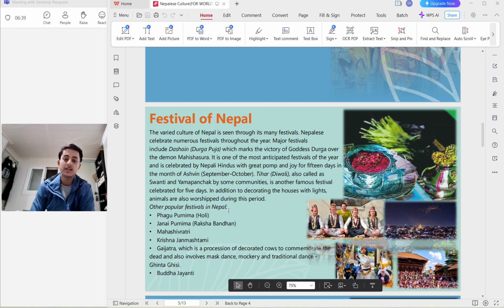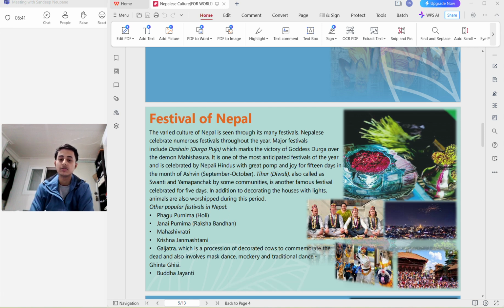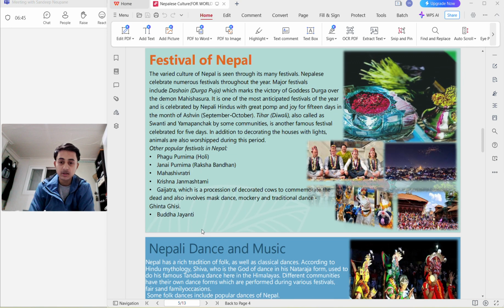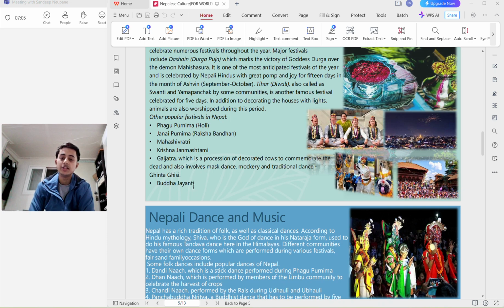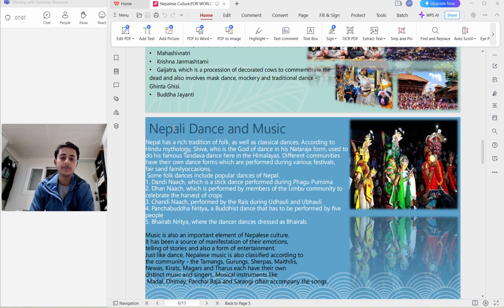Other popular festivals in Nepal are Phagu Purnima, which is also known as Holi, Janai Purnima, also known as Raksha Bandhan, Mahashivratri, Krishna Janmashtami, Gai Jatra, which is a procession of decorated cows to commemorate the dead and also involves mask dance, and traditional dances like Kinta Gising, Gishi. Another famous festival is Buddha Jayanti. So let's talk about Nepali music and dance.